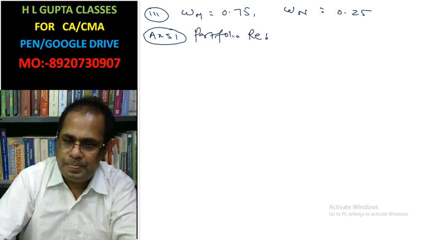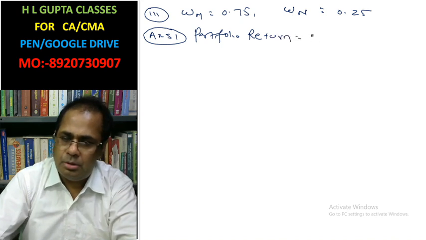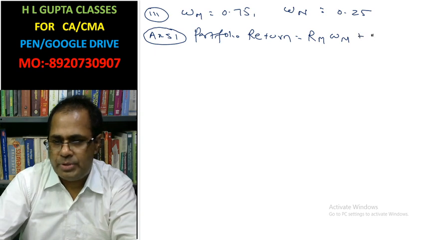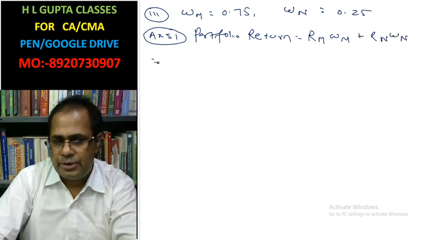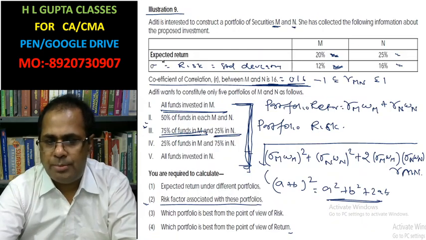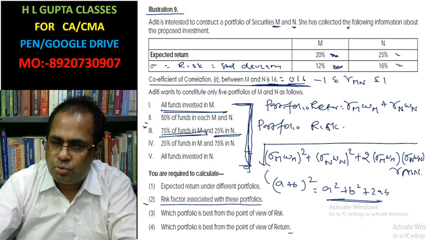Portfolio return, that is return M, weight M, return N, weight N. Return M, what is the return of M? Look at here, this is 20% and this is 25%.